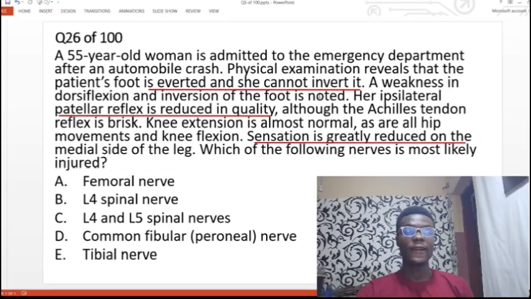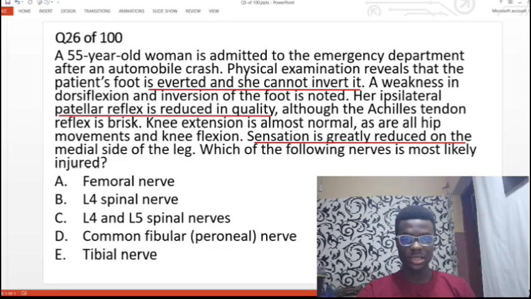The spinal nerve that is responsible for controlling foot inversion is actually the L4 and the L5 spinal nerve. To be more specific, the L4 spinal nerve. The L4 spinal nerve is the major spinal nerve that controls the inversion of the foot. It is just supplemented by the L5 a bit. So we have L4 here.